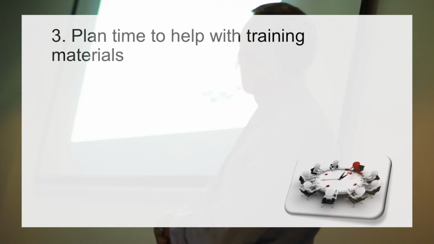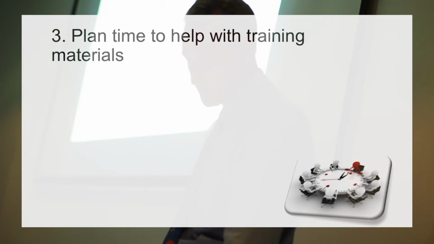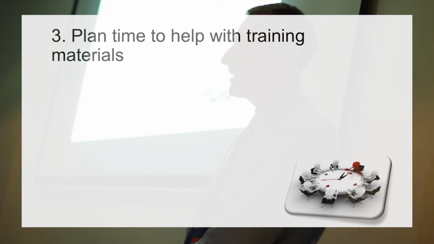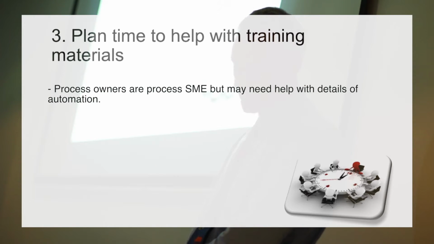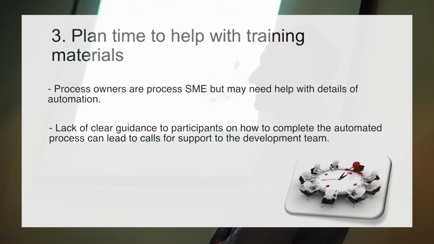So tip 3, plan time to help with training materials. We were a small team, and as part of the engagements that Andrew did with people in the business, it was the process owner or someone in their team that was going to be responsible for producing training materials for their automated process. But it quickly became apparent to us that although they might be the subject matter expert for their process, they needed some help with some of the aspects of the automation.